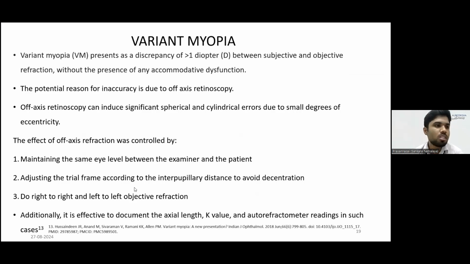One potential reason for this could be off-axis retinoscopy. That is, it can induce significant spherical or cylindrical errors due to a small degree of eccentricity. How can it be controlled? By maintaining the same eye level between the patient and the examiner, adjusting the trial frame according to the IPD, and doing right-to-right and left-to-left objective refraction. That means patient's right eye and examiner's right eye, and patient's left eye and examiner's left eye. It's also better to document the axial length, K value, and autorefractometer readings in such cases.